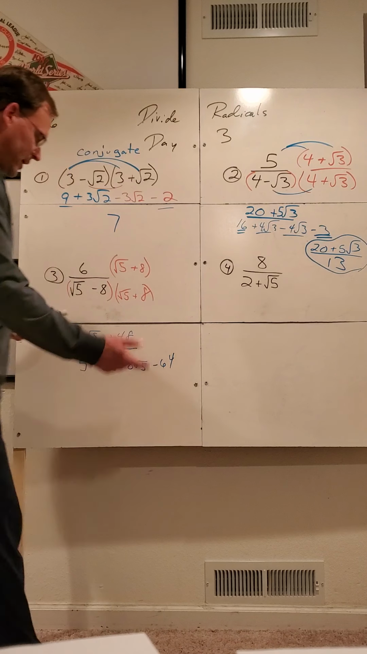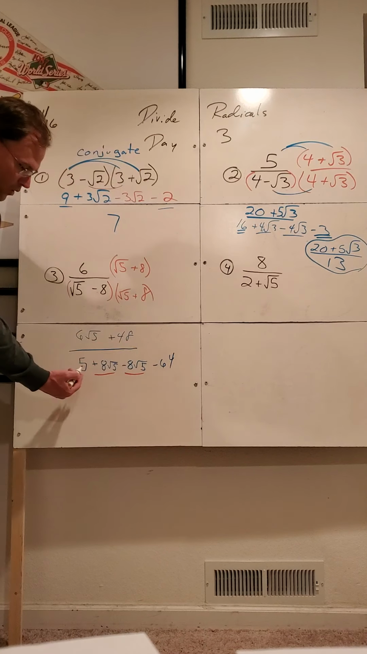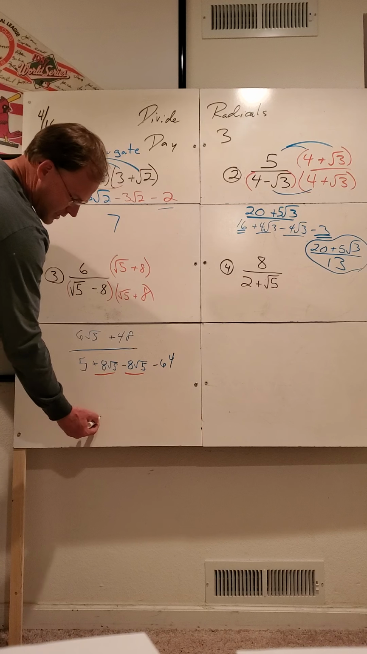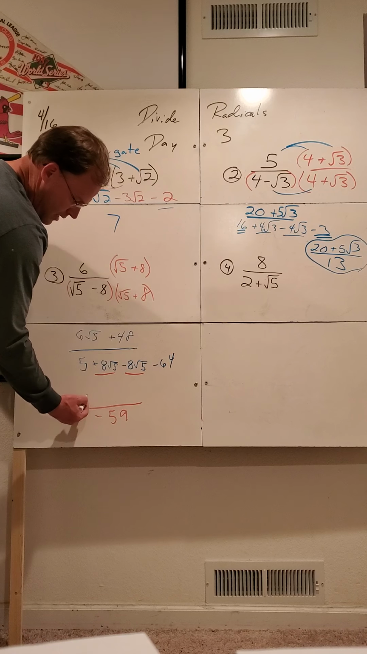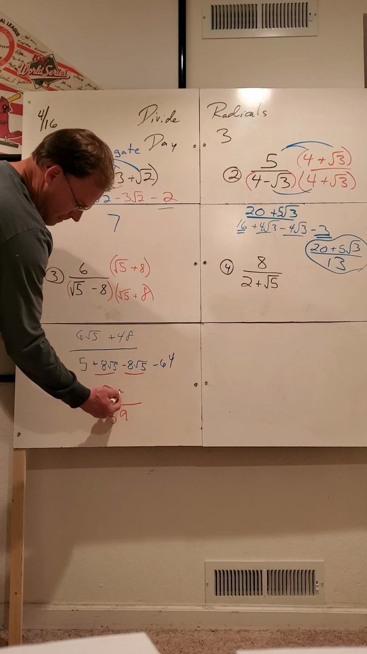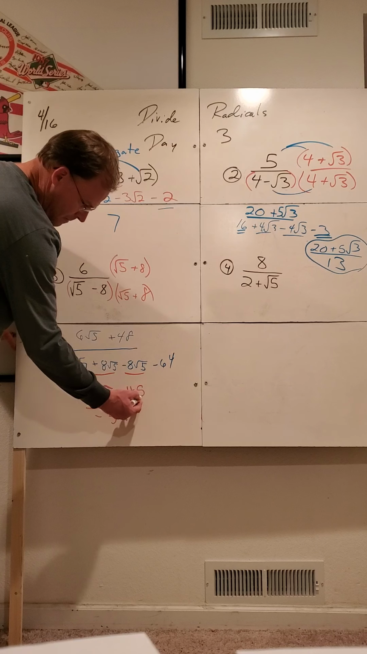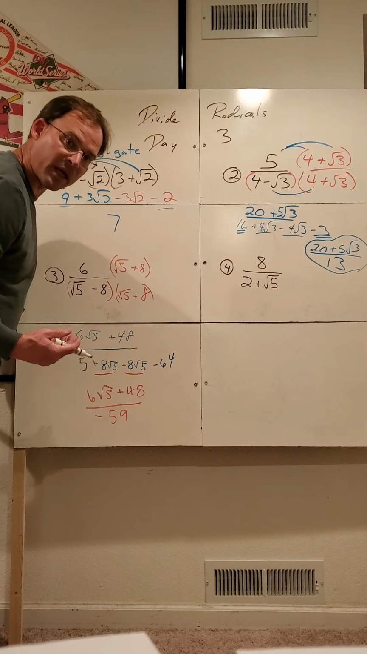All right, let's combine some like terms here. 5 minus 64 is negative 59. Who knew all those years me practicing writing upside down would come in handy here? There's our answer. It's a thing of beauty. I love it.